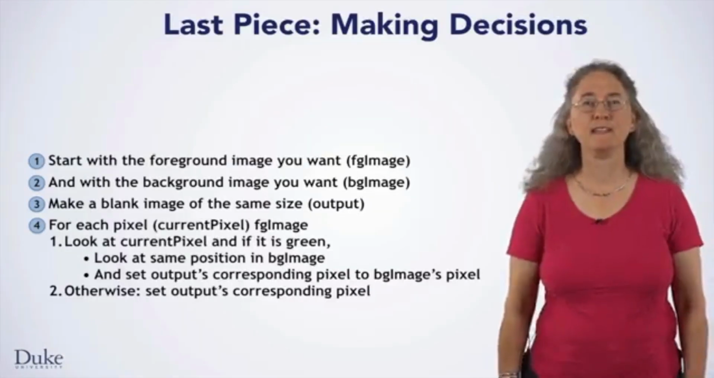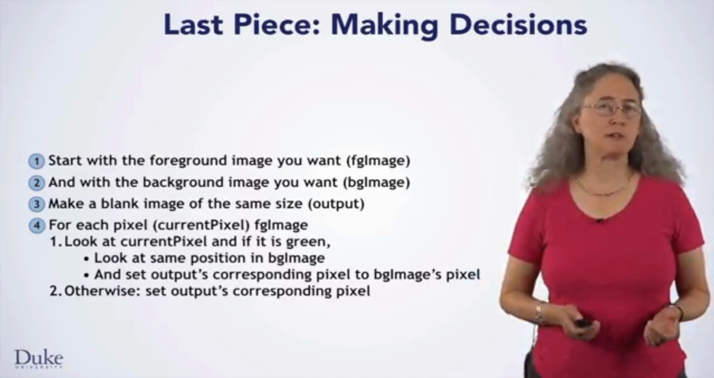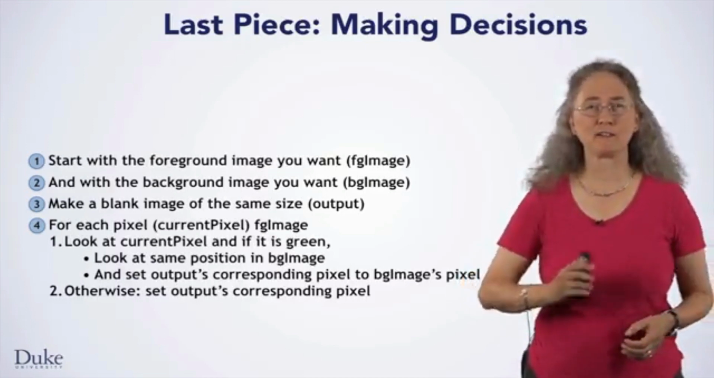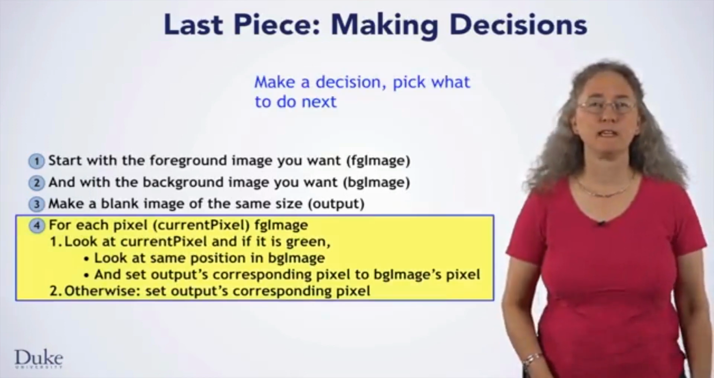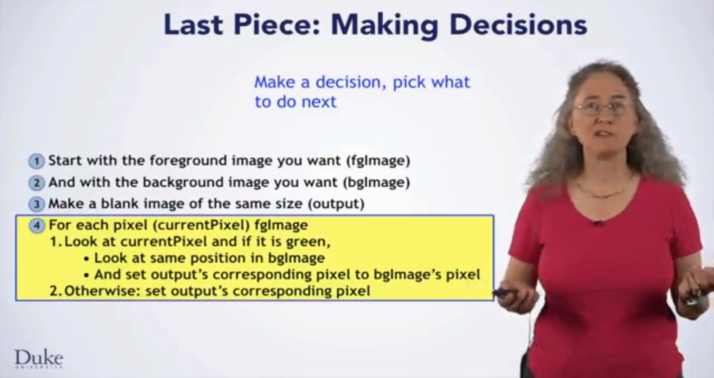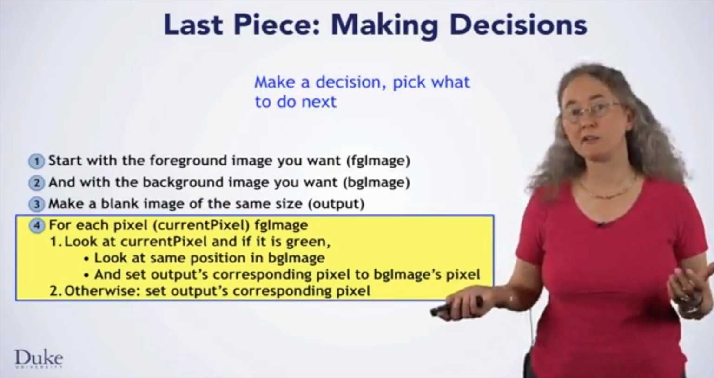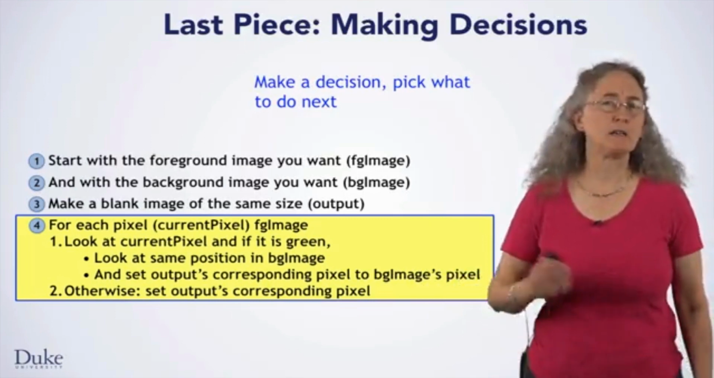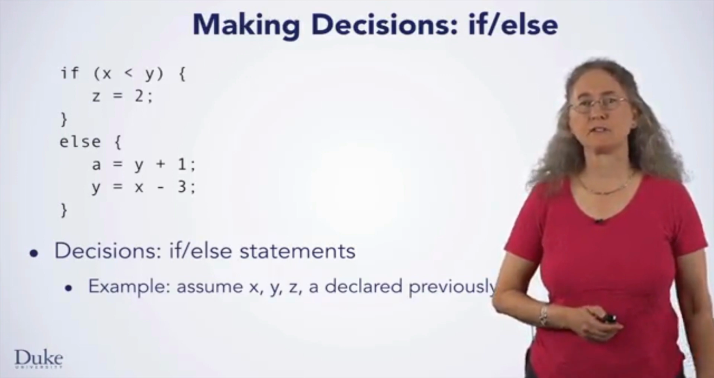Welcome back. Now that you know how to repeat steps with a for loop, the only piece remaining to implement the green screen algorithm is to be able to make decisions based on a condition. In this algorithm, we wanted to look at a pixel, see if it's green, and then do different steps based on whether it was or was not green. Now let's learn how to implement decision making. Decision making is done with if-else statements.